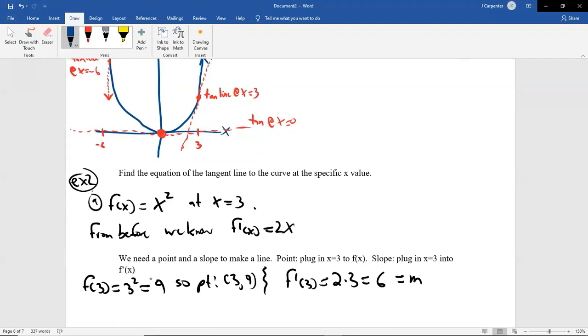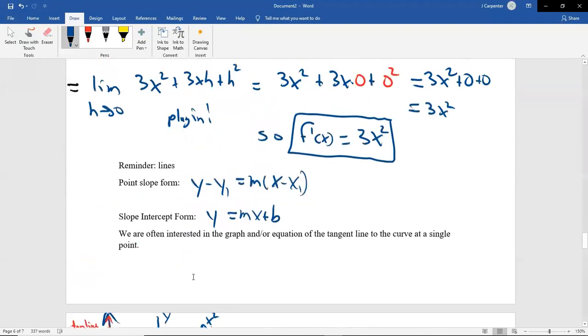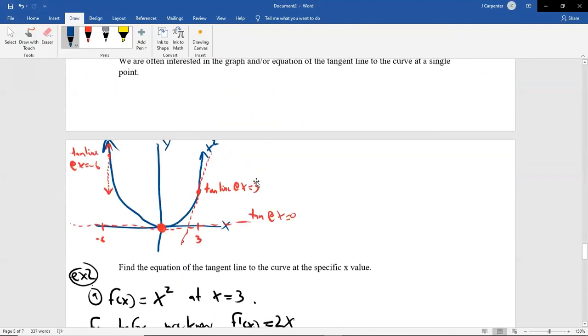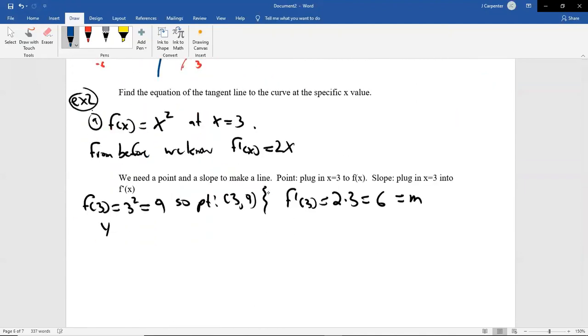So we have our slope, we have our point. This is our x1, our y1, and our m. So we just plug them into the point slope form. Y minus y1 equals m times x minus x1. Don't plug anything into x, don't plug anything into y. Just the x1, the y1, and the m. So again, I'll write that one last time, like so. So we get y minus, the y1 was 9, equals the m, which is 6, parentheses, then x minus the x value, which was 3.